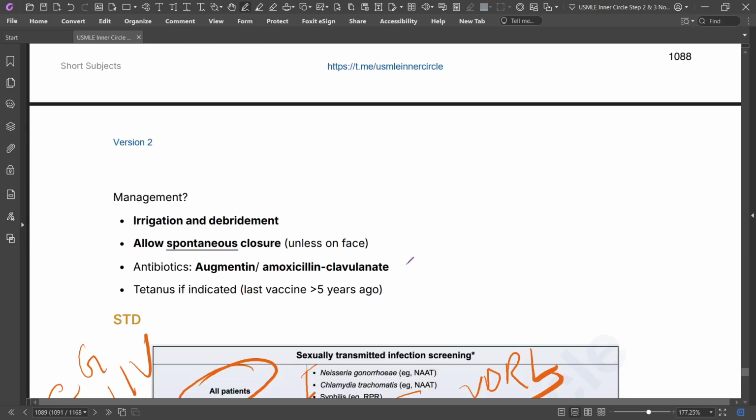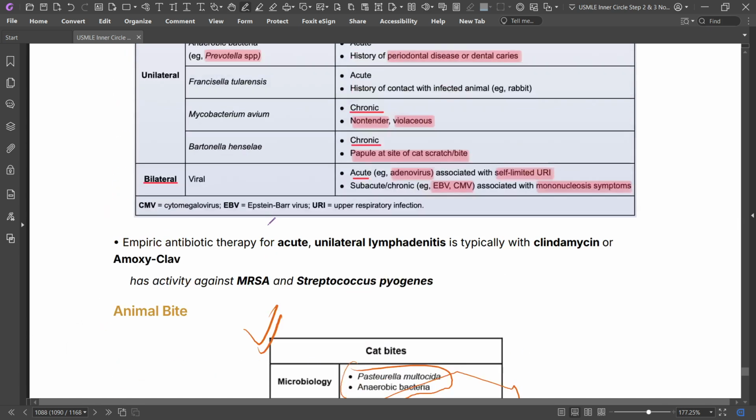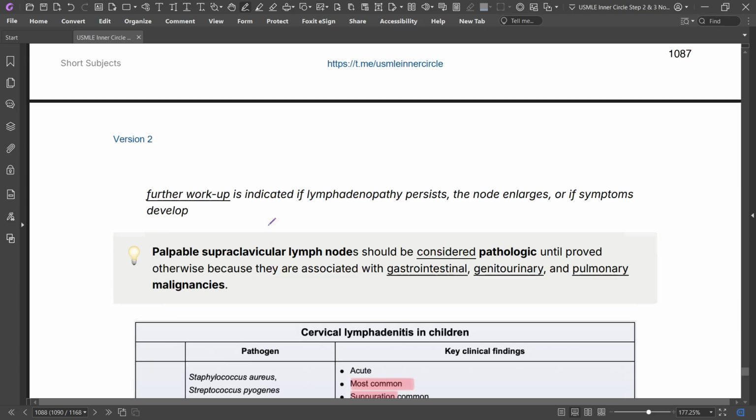For dog bite, irrigation and debridement, and allow spontaneous closure. Give Augmentin, amoxicillin-clavulanic acid. Give tetanus if indicated, if the last vaccine was more than 5 years ago.